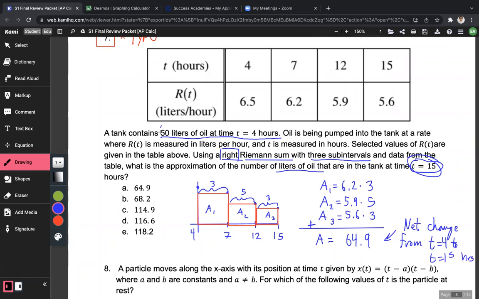But we were given a really important piece of information. We already started off with 50 liters of oil at time t equals 4 hours. So if we want to know how much oil is in the tank at 15 hours, we just add our initial amount, our starting amount, 50 liters of oil, plus the net change, how much oil was added from hour 4 to hour 15. Add those guys up, and we should get 114.9 liters. So our correct answer is C.